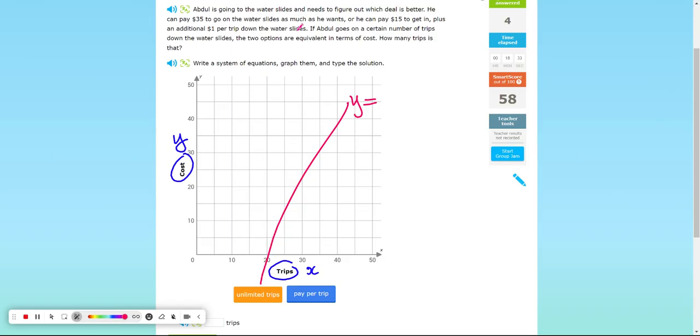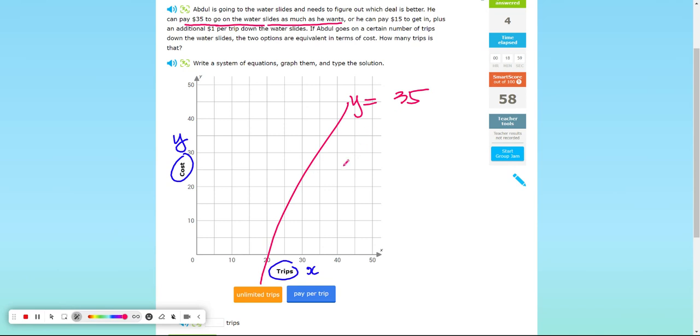Adult is going to a water slide and needs to figure out which deal is better. He paid $35 to go on the water slide as much as he wants. So this is unlimited. So the equation only equal 35. So he paid 35. Doesn't matter how many slides does he go, he still paid 35. All right. So let's go and graph that.